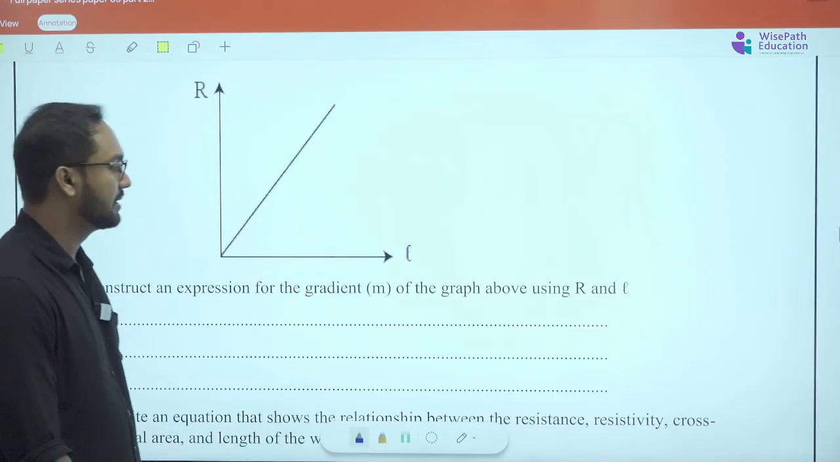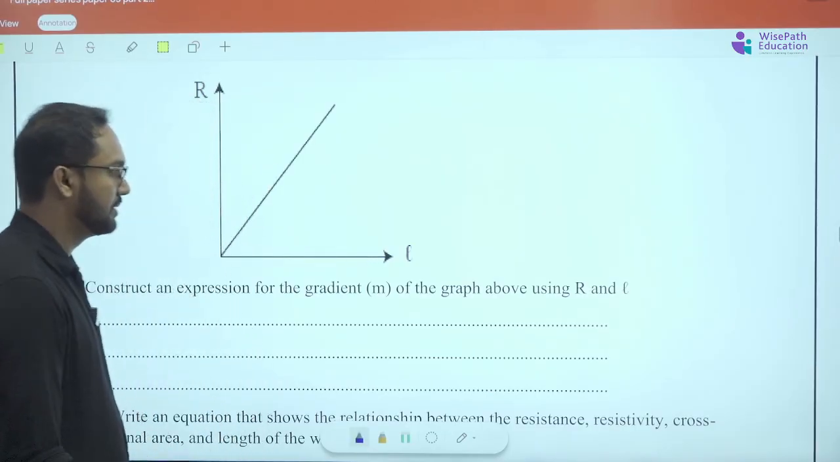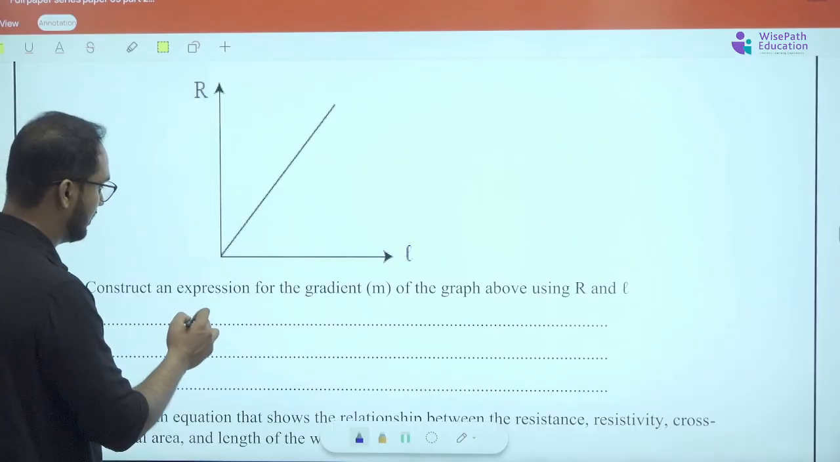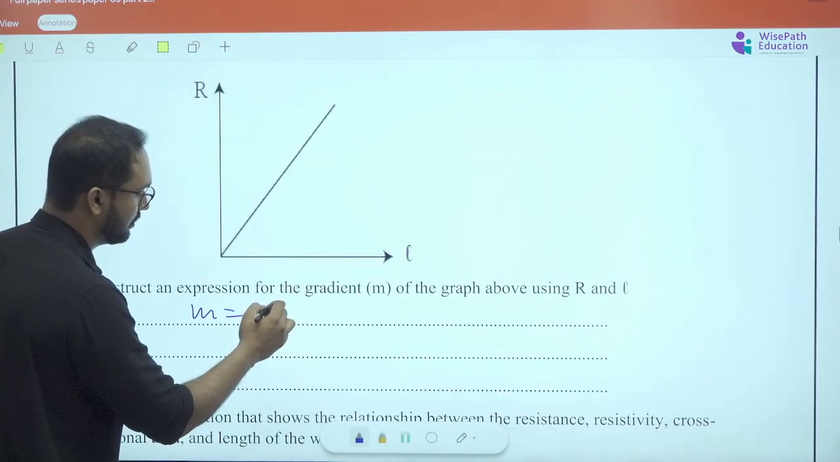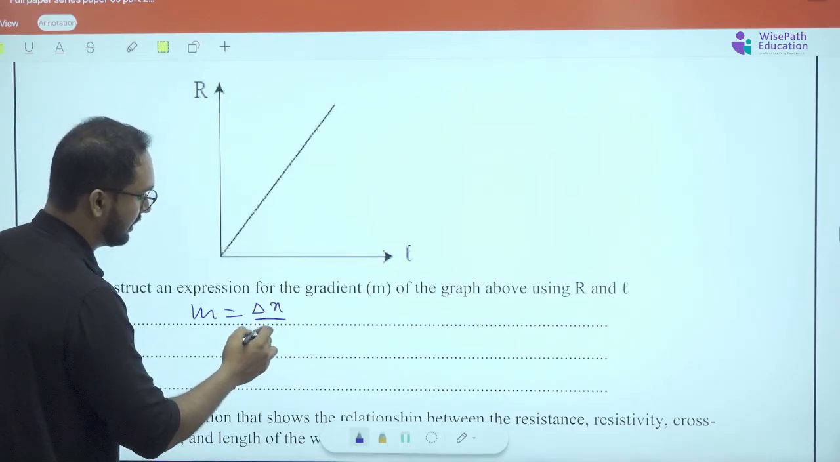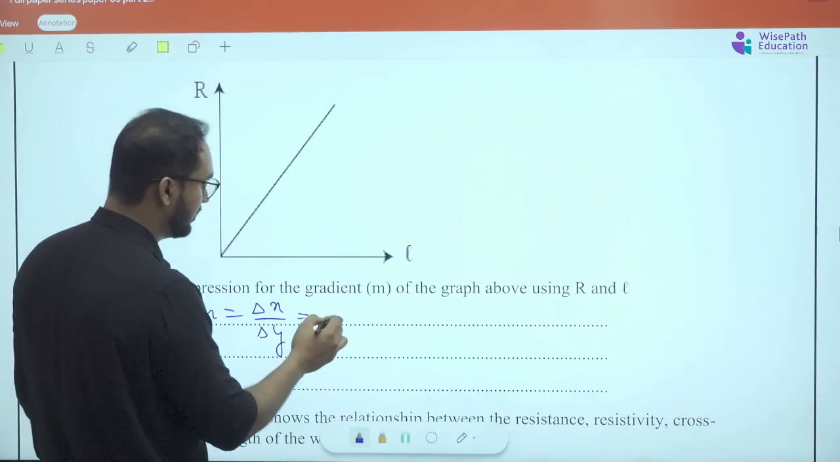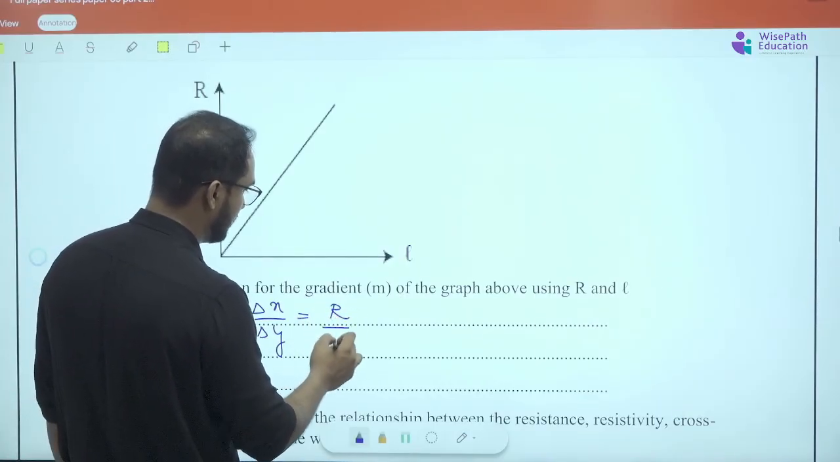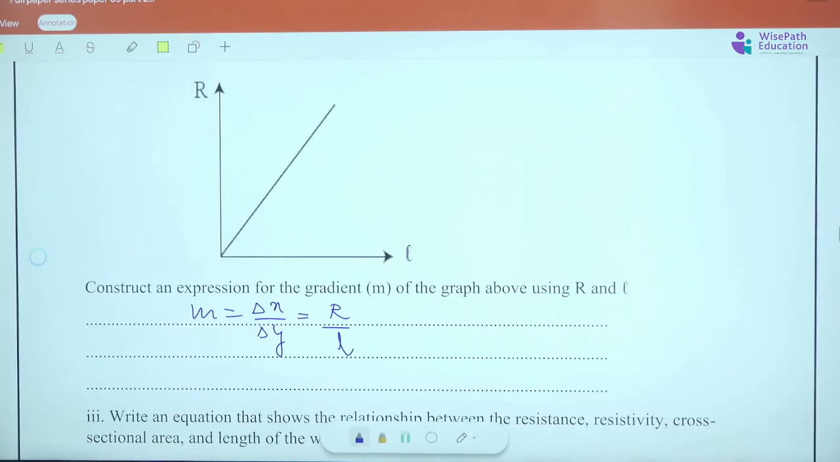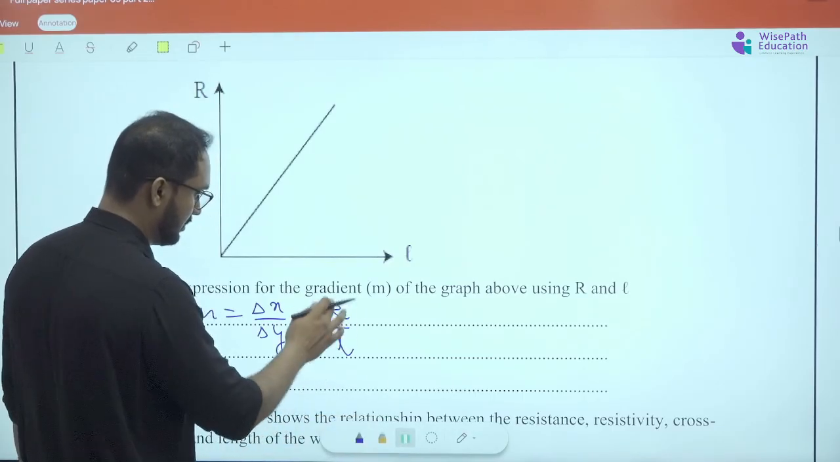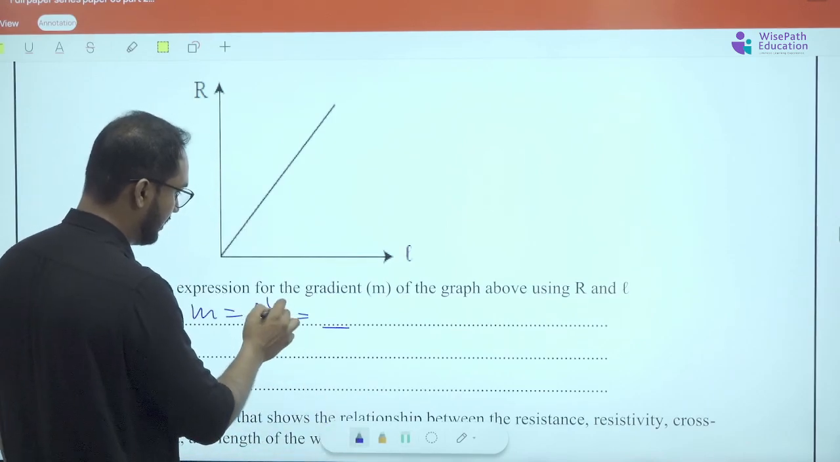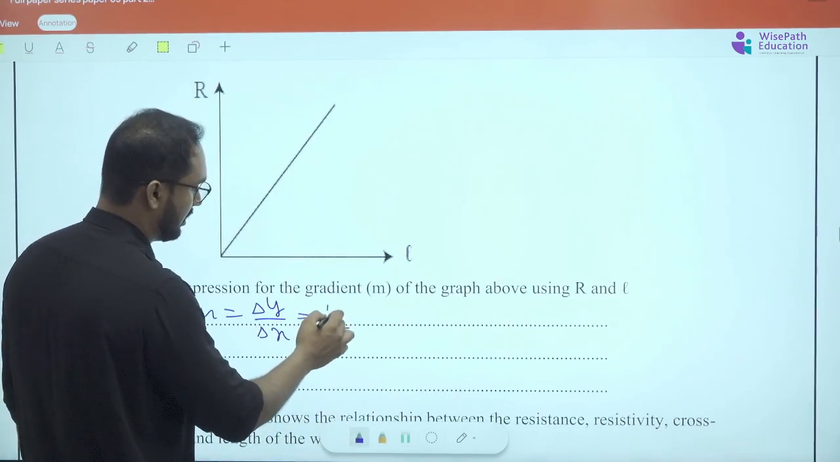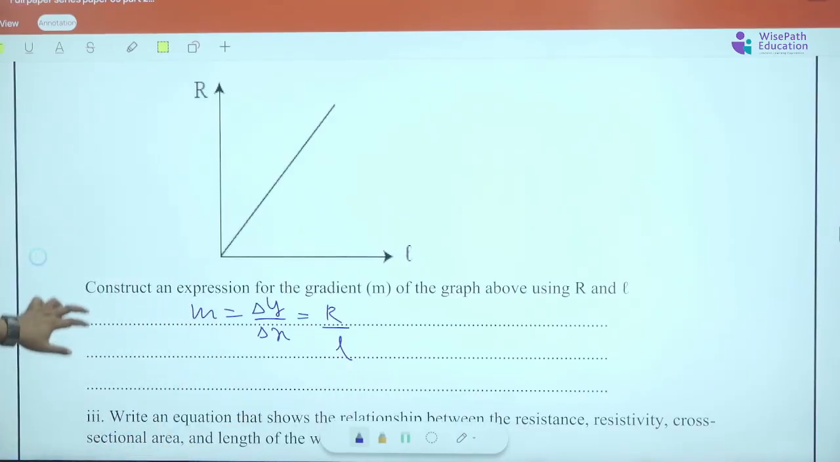Construct an expression for the gradient M for the graph above using R and L. So the gradient is what? Difference of two Y coordinates over the difference of two X coordinates, that is R over L. Sorry, it's not L over R. Y coordinates and X coordinates, and that is R over L, right?